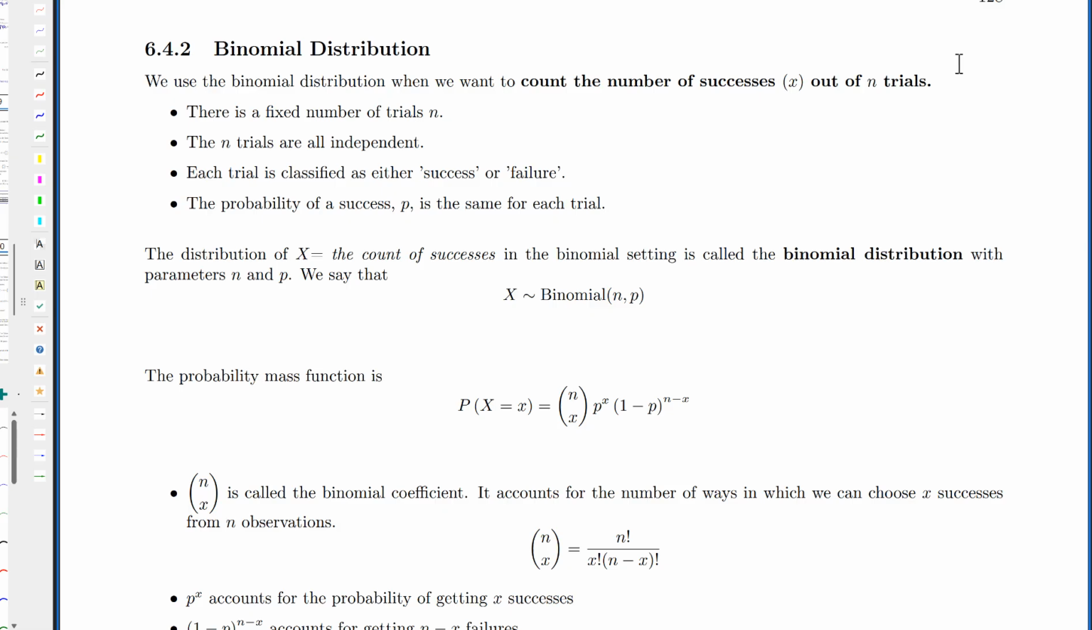We use the binomial distribution when we want to count the number of successes, x, out of n trials. We've actually done a lot of distributions so far in this class when we were drawing out all those tree diagrams that happen to be a binomial distribution. So we use this when there is a fixed number of trials, n. We know in advance how many times we'll do it. The n trials are all independent, so they don't affect each other.